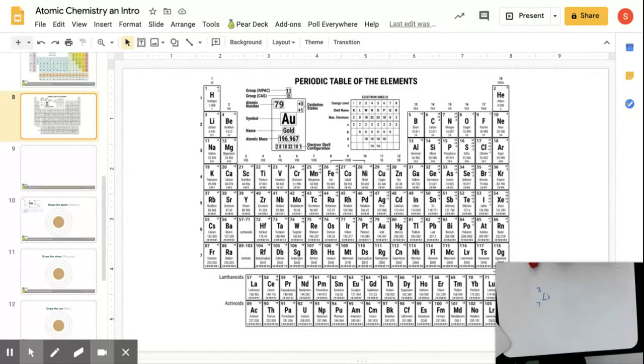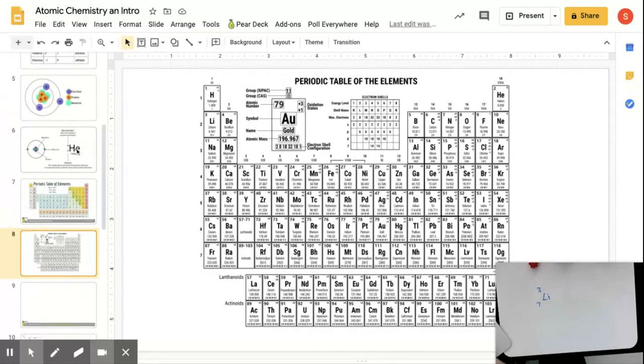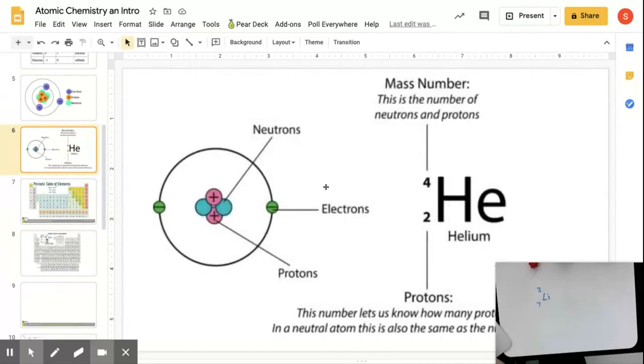Now what we need to know next is that the atomic number tells us the amount of protons. So in this scenario, lithium is going to have 3 protons. So let's draw them in. 1, 2, 3. Okay, nice and easy.